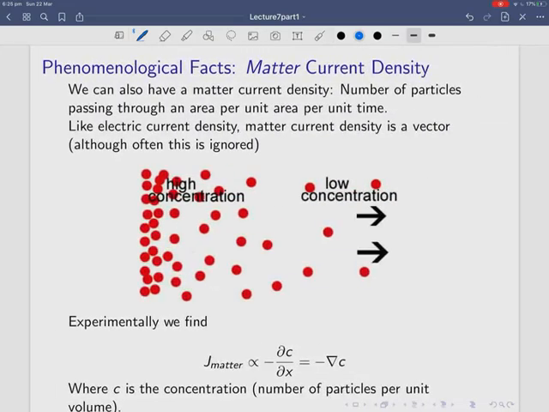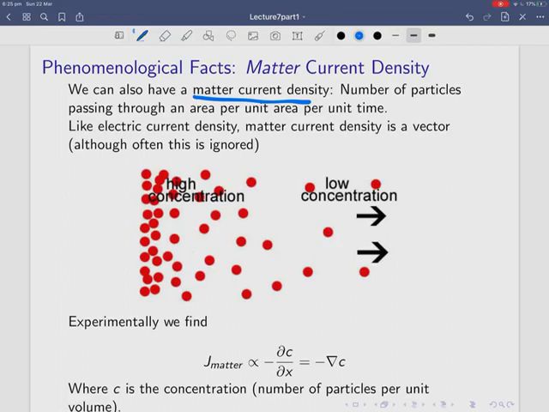So we introduce a matter current density. The matter current density is the number of particles passing through an area per unit time. Like electric current density, matter current density is a vector, but often we'll ignore the vector nature of this thing.